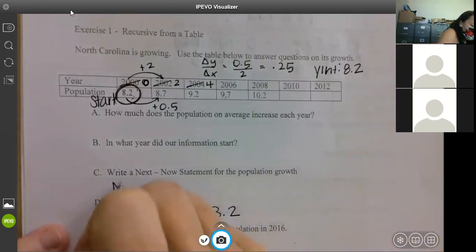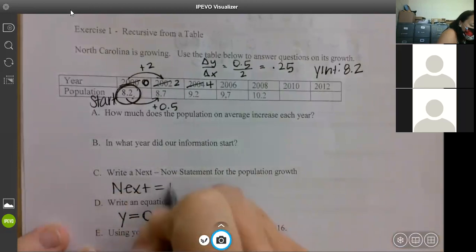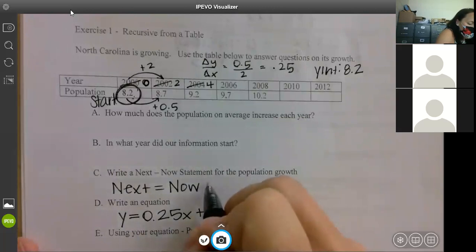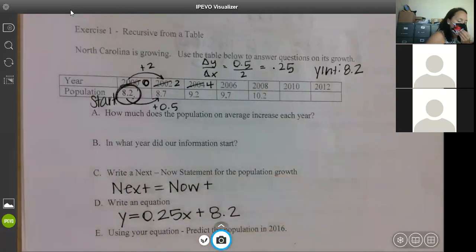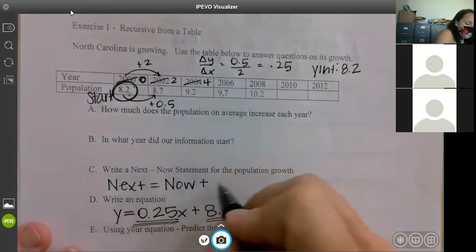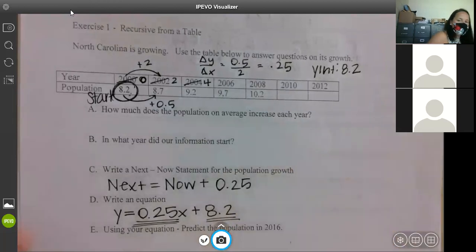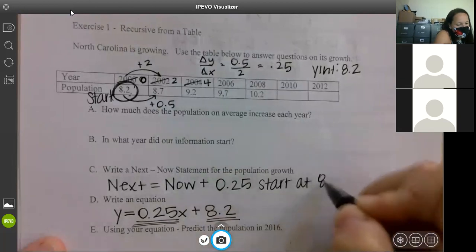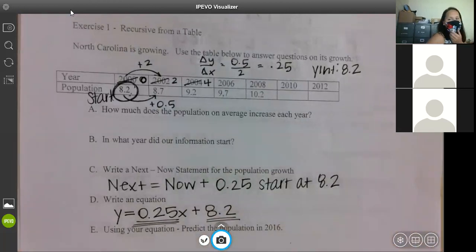We'll write our next equals now. We start with next equals now. Do not change that. What are we doing every single time? Going up by what? Not 2, but what was our slope? Remember, it's right here in your equation. 0.25. Yes. So it's a positive 0.25. So we put a plus 0.25. Where did we start at? 8.2.